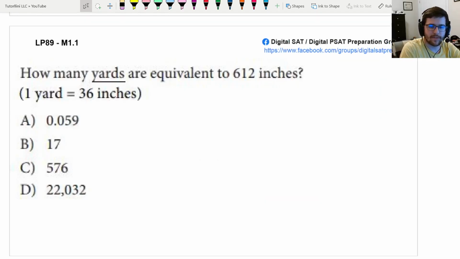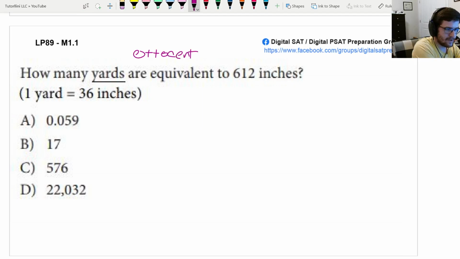Alright, so I talked about this in my previous video. I think it's the second one, on unit conversions. So definitely check that out. I'm going to assume you've already watched that.